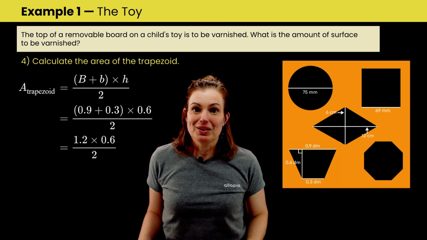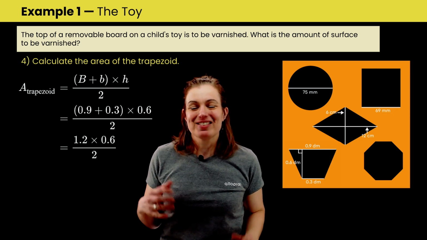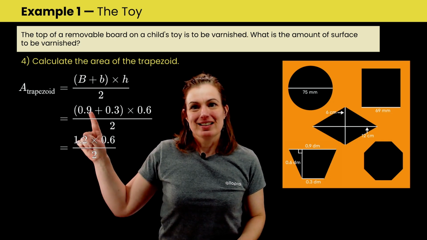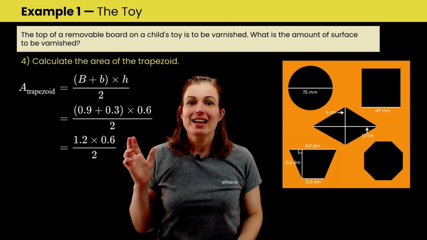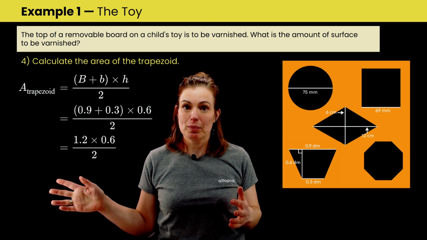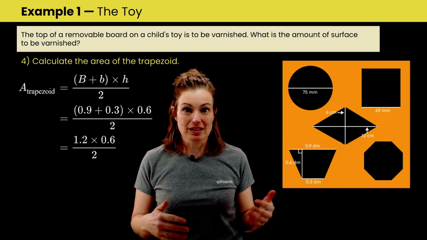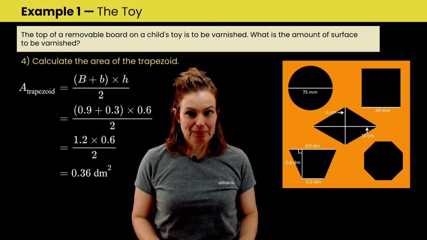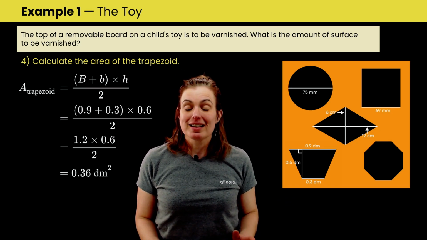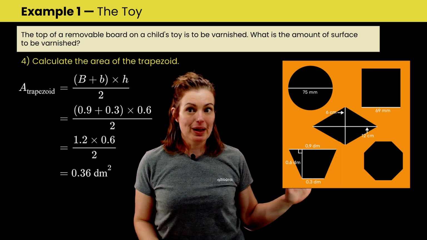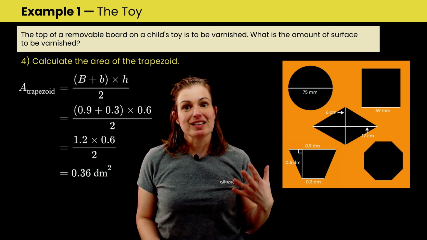So according to the order of operations, we have to do what's in the brackets first. And so we're going to take 0.9 plus 0.3. That gives us our 1.2 here. And it's 1.2 that we've got to multiply by 0.6 and then divide by 2. That's going to give us 0.36 decimeters squared. So the area of the trapezoid is 0.36 decimeters squared.